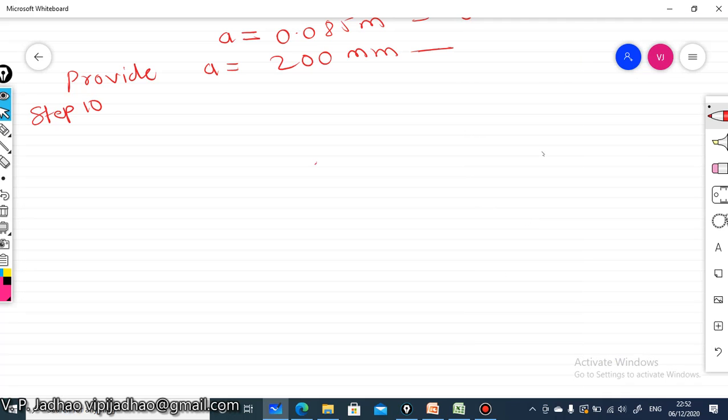Okay. So this is our retaining wall, this is upstream face.